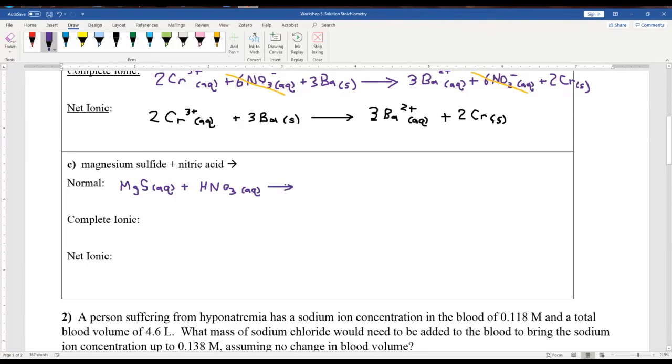So according to Flynn, for magnesium sulfide there's not enough data to say it's soluble or insoluble. Yeah, that's because it reacts instantly whenever it touches moisture. So, good job. What charge is magnesium? It's 2 plus. What charge is sulfide? 2 minus. And what charge is hydrogen? 1 plus. And what charge is nitrate? 1 minus. So, what type of reaction is this then?